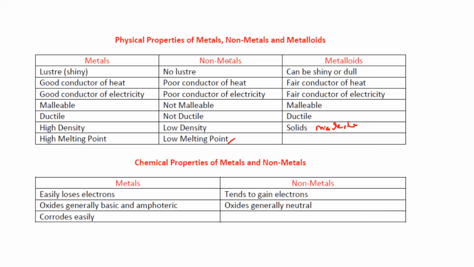What is the meaning of ductile and malleable? The term malleable means you hammer into shape. For example, there is an object, okay? This is, for example, a metal. And by using a hammer, you can make it into a thin sheet. We call that malleable.